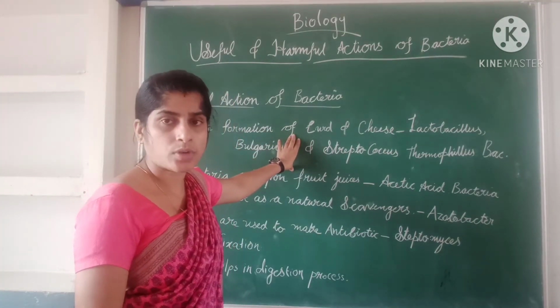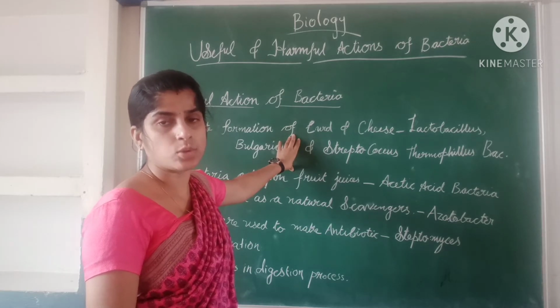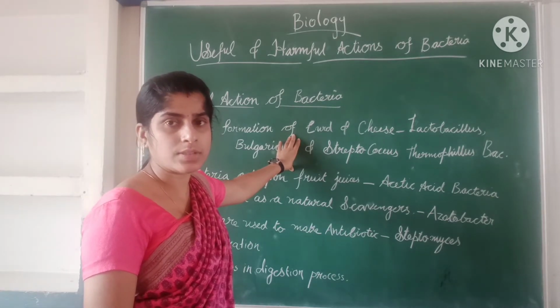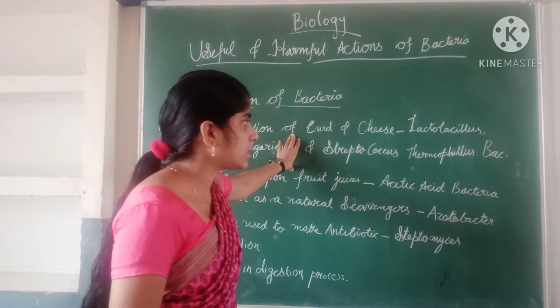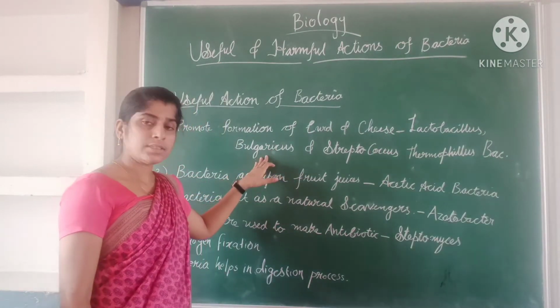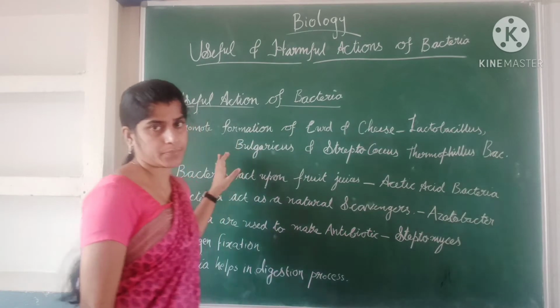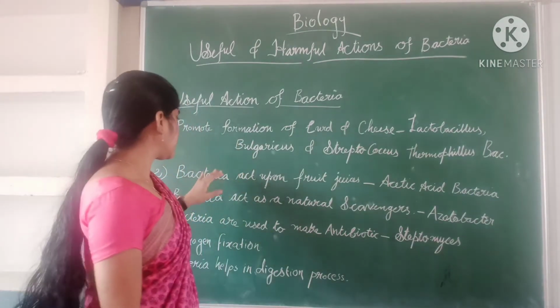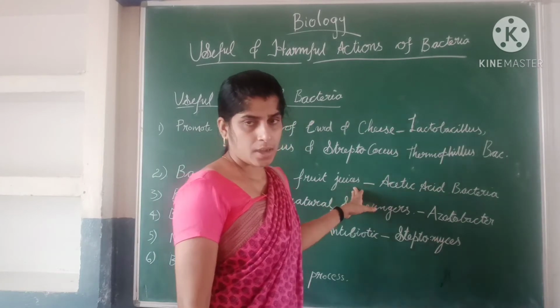By the process of fermentation, the lactose, the sugar in milk products, is converted to lactic acid with the help of Lactobacillus bulgaricus and Streptococcus thermophilus bacteria. Clear? And the second one: bacteria act upon fruit juices.